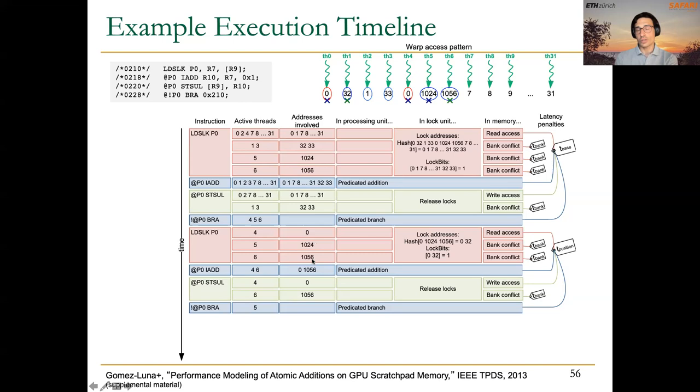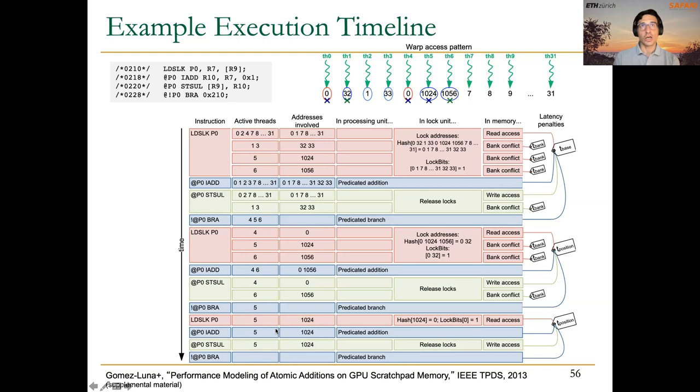So there are bank conflicts there and we have to pay that extra latency. And in the final iteration, the only active thread is thread 5, which can now acquire the lock bit and perform the predicated addition and the predicated store, and it simply doesn't execute this branch instruction because there is no need to go again and try in this lock-free mechanism. So here you see the detailed execution timeline for this implementation of the atomic operations.